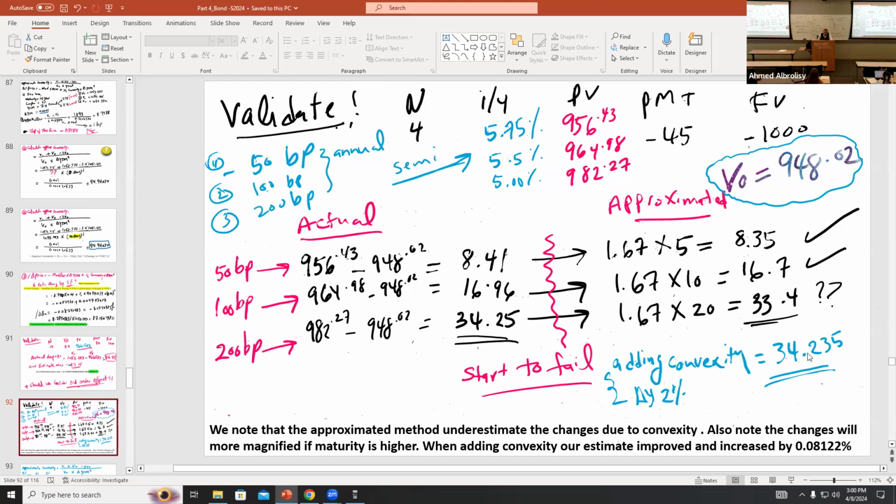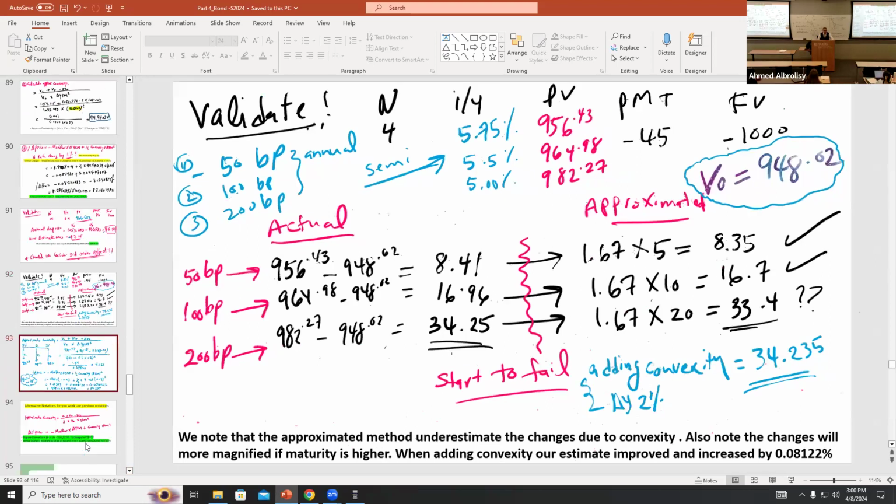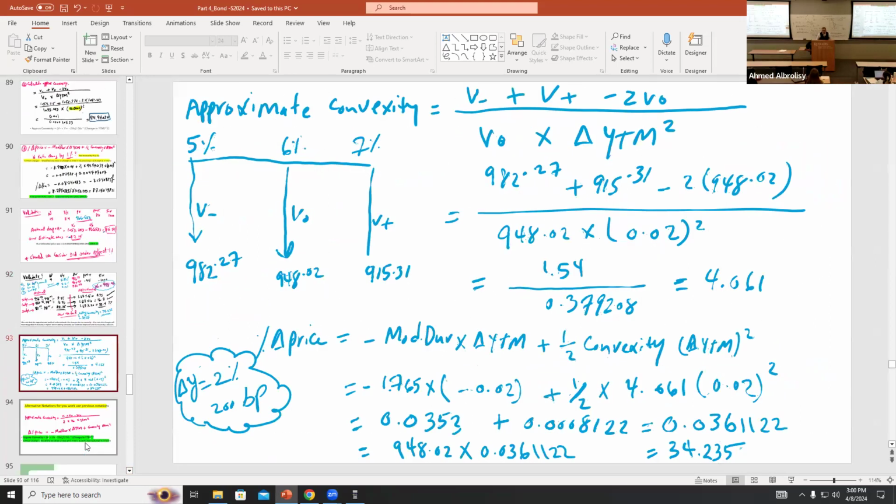If we added convexity to it, you can see the price is actually corrected, and it's 34.25. Let me show you how I did it here. So we worked on this slide in the previous lecture, not today's lecture, and we said, well, what happened? This was a semi-annual problem. And we said, what happened when the interest rate changed by 2%, and does the duration hold or fail?